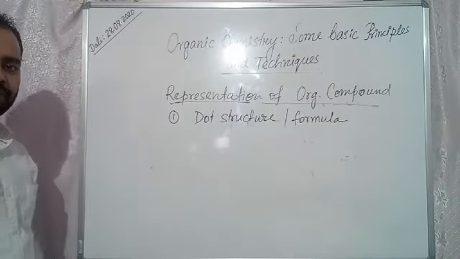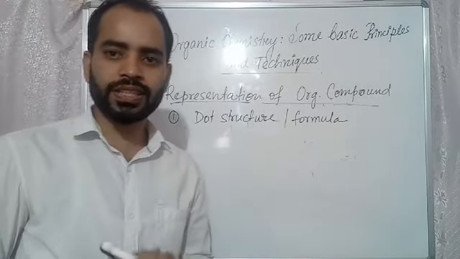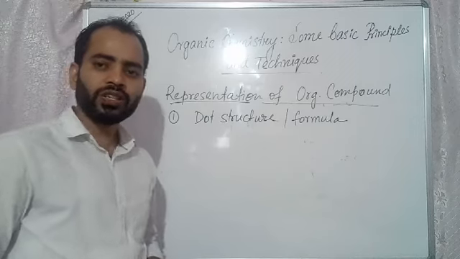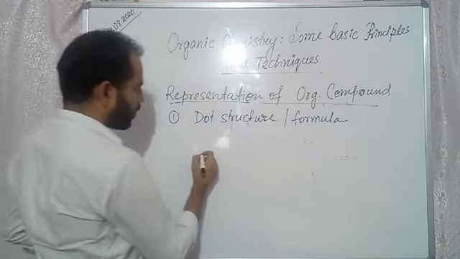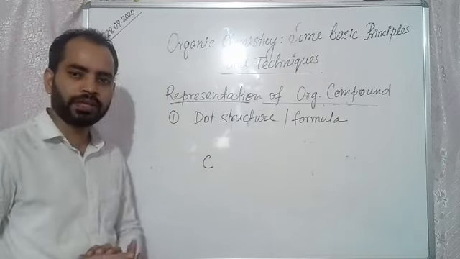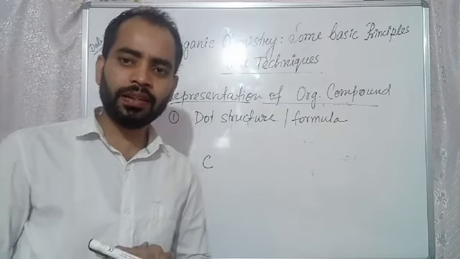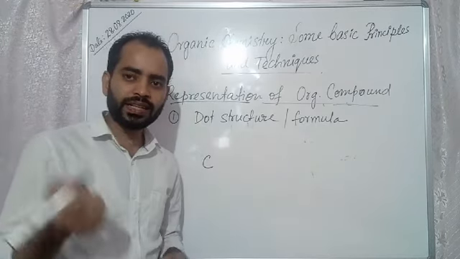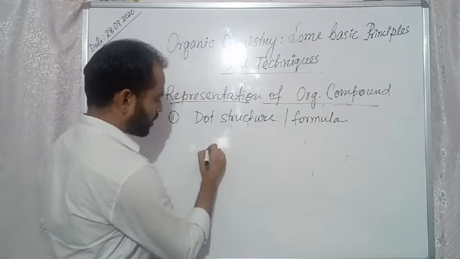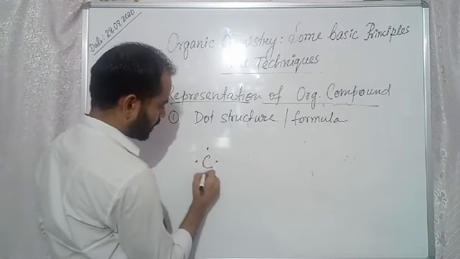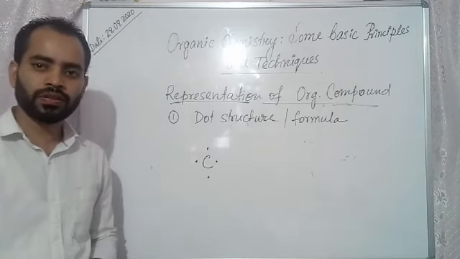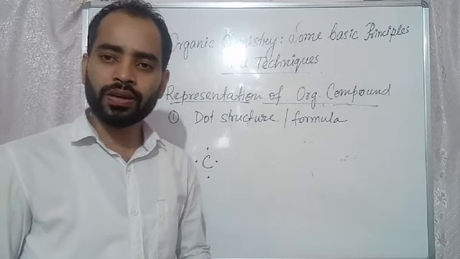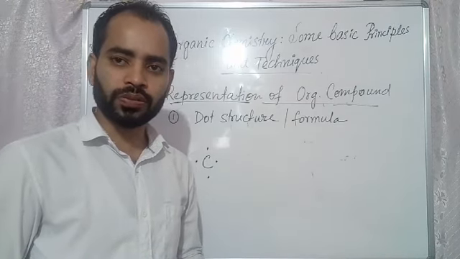So what is a dot structure? You see, this dot represents your electron. We know in the case of carbon, how many electrons are there in the valence shell? There are 4 electrons in the valence shell. So we represent them as dots. So 1 electron, 2 electrons, 3 electrons and 4 electrons. Now we know for completing the octet it requires 4 more electrons.